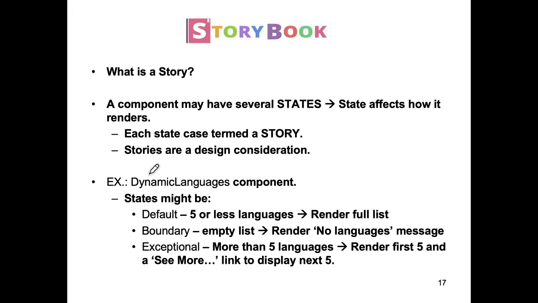So if we take the dynamic languages component that we've developed so far, primitive and all as it is, maybe I've decided that there are 3 different stories or states that I want to associate with this component. One is, let's say, the normal state, when the list of languages is, let's say, 5 or less. I've arbitrarily decided if there are 5 or less languages in my list of languages, then I want the component to render the way we've seen it already on the screen.